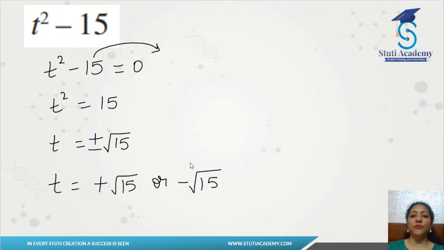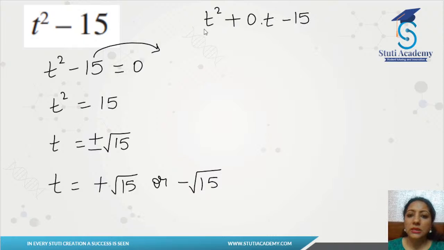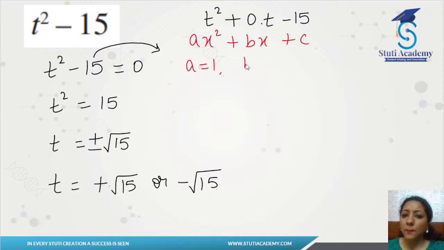Understood this? Now how to verify the relationship between the zeros and the coefficients? Since you don't have your t term, we'll write this t square minus 15 as t square plus 0 into t minus 15. I need to get that t term so that I can figure out the coefficient of t. Now if I compare this with ax square plus bx plus c, I can observe that a is 1, b is 0 and c is minus 15.